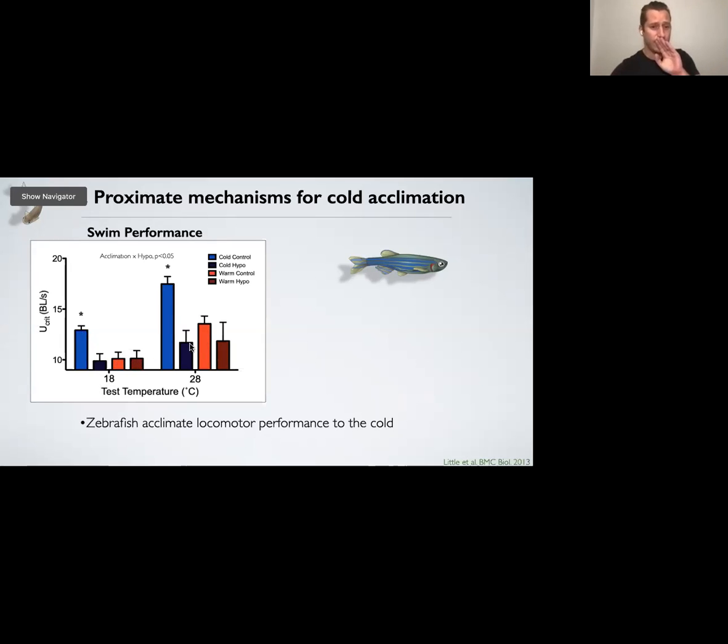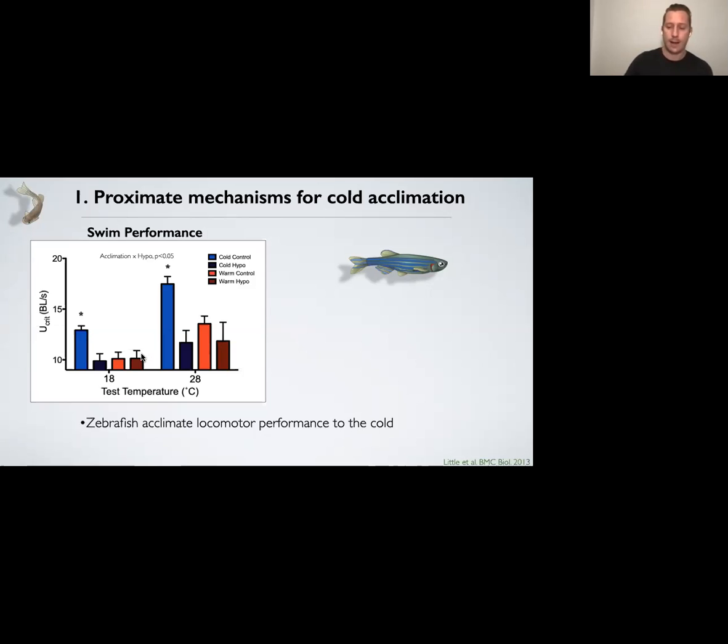So again, hypothyroidism in cold acclimated fish in dark blue, in warm acclimated fish in dark red. So we see that cold acclimated fish are much more sensitive to hypothyroidism treatment, and warm acclimated fish are relatively insensitive. And what this is really suggesting is that thyroid hormone is specifically playing a role in this cold acclimation phenotype that we were seeing.